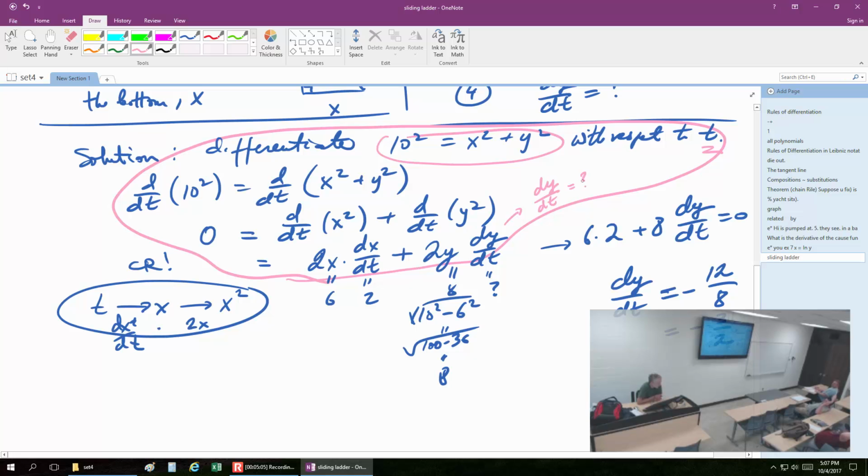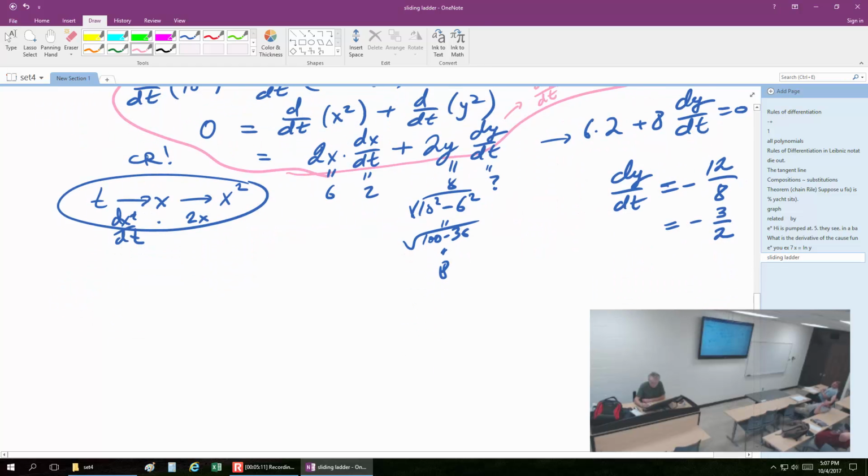Okay, so let me do it one more time, maybe. Once again, that problem without the words. So let me do two. Differentiate side by side.